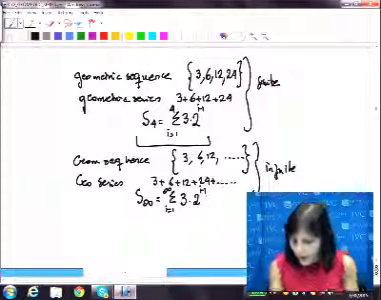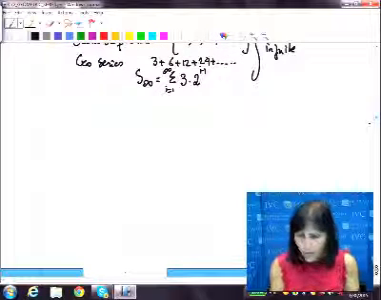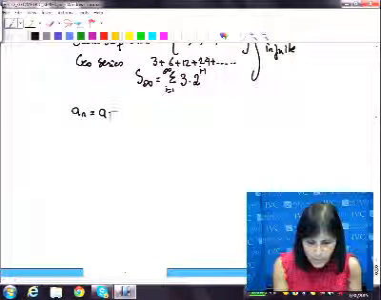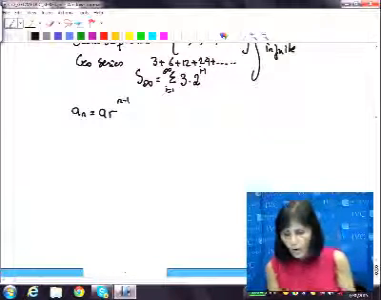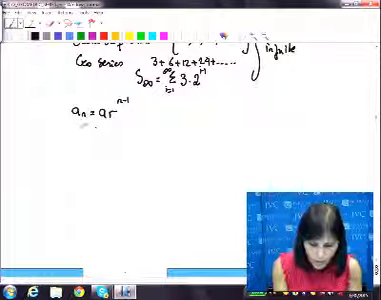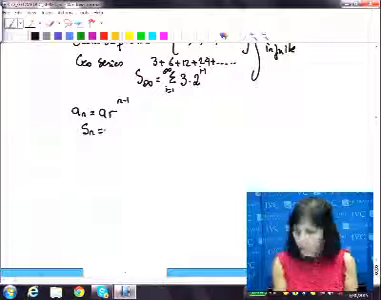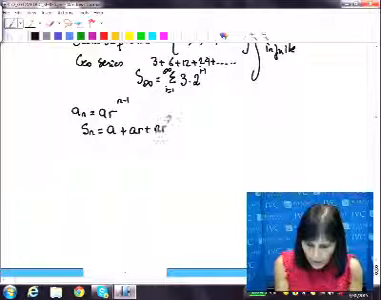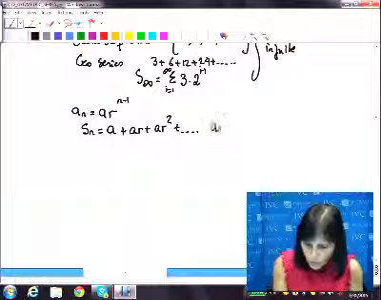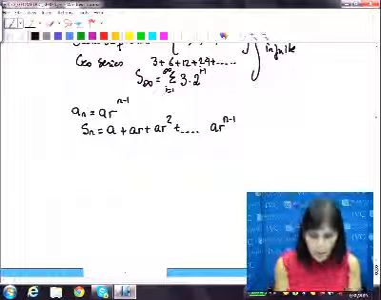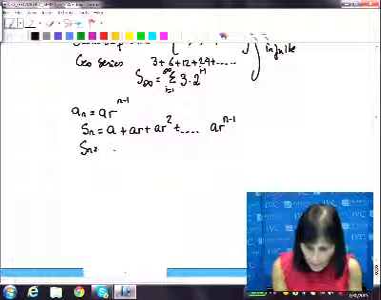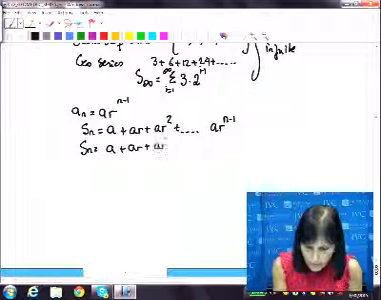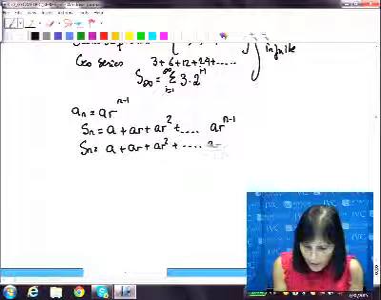Alright, now let's kind of play with this a little bit. Remember a_n for a geometric sequence is simply a times r to the n minus 1. Okay, let's go and write S_n. If I'm adding just n terms, it would be a plus a times r plus a times r squared, all the way to a times r to the n minus 1. So I'm going to write it one more time. S_n equals a plus ar plus ar squared, and so on, up to ar to the n minus 1.